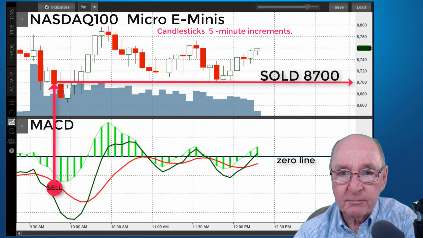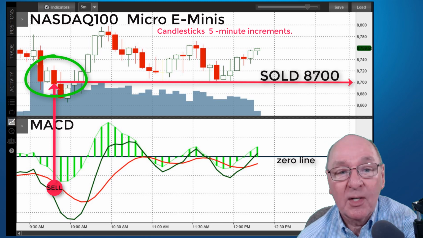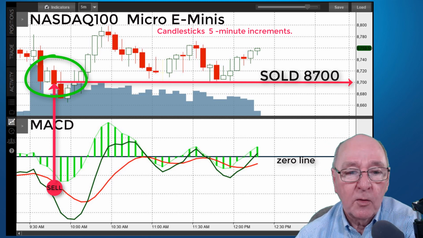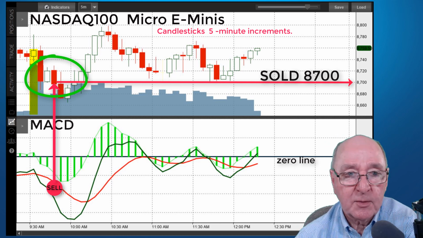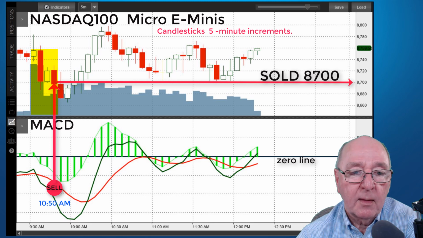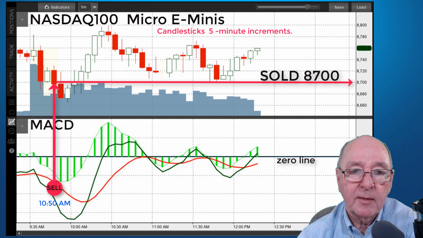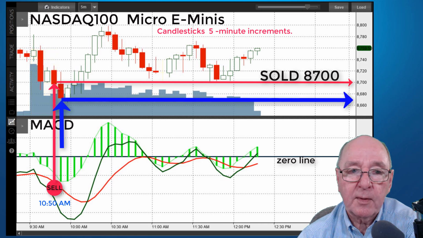Okay, now we're going to have some fun with this trade. Not fun, but entertainment, a chance to learn something here. Now, remember, the increments on the candlesticks are 5 minutes, so if you count over 1, 2, 3, 4 from the opening, that would put us at about 10:50 when we get this sell signal at about 8700 for this NASDAQ 100 Micro E-mini.